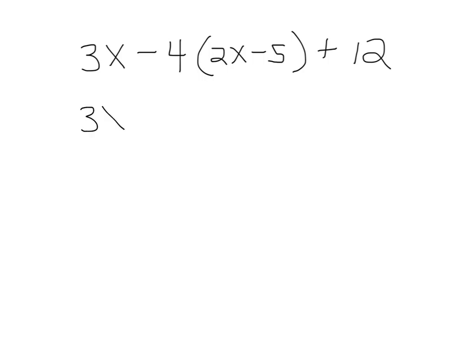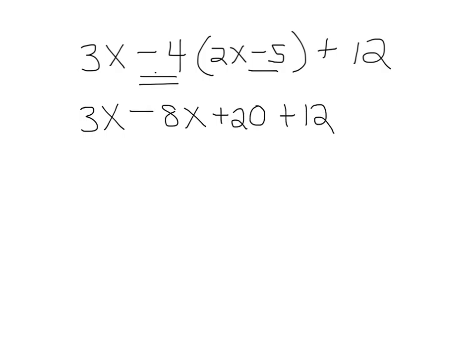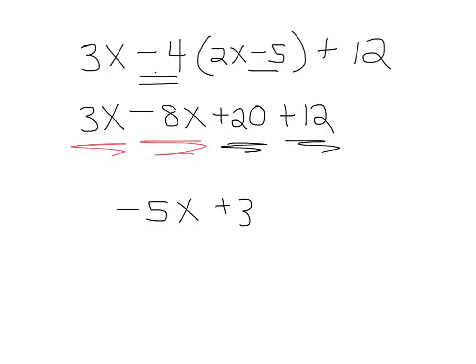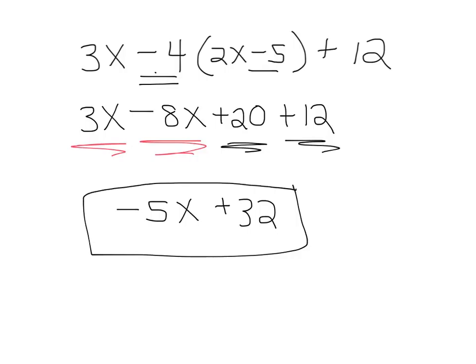Here we go. 3x, distribute the negative 4, so negative 8x, and then negative times a negative is positive. Here's what a lot of people forget. So be careful, alright? 3x and negative 8x I can combine to make it a negative 5x. I can add 20 with 12 and I get positive 32. So hopefully you got negative 5x plus 32 as your answer.